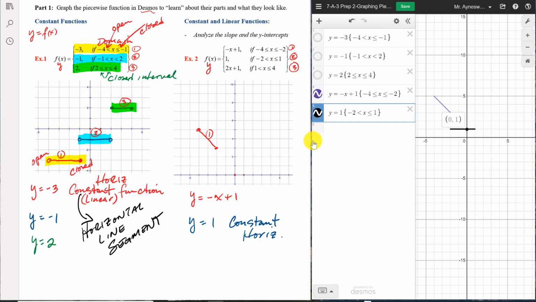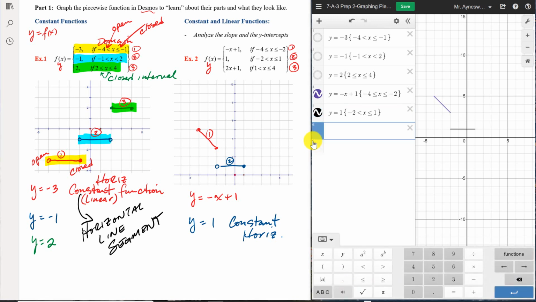All right, so open on the left, closed on the right. That's piece number 2. And now piece number 3, you just type it in again. So y equals 2x plus 1. Now it's infinite because we haven't restricted it yet. It's restricted from 1 to 4.